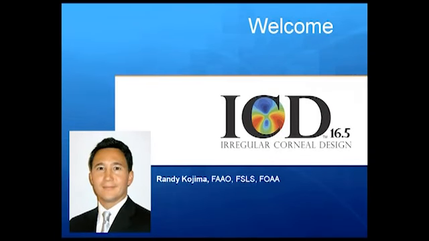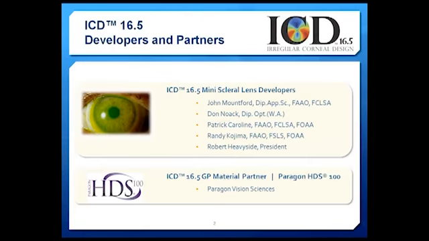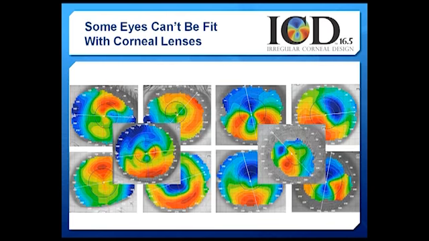Hi, my name is Randy Kojima, and I'm going to be introducing you to the ICD 16.5 scleral lens, or ICD for irregular corneal design. This lens was developed between colleagues across 3 countries and 2 continents in partnership with Paragon Vision Sciences worldwide. The ICD employs the HDS 100 material as it's been proven over many years to be an exceptional RGP material.